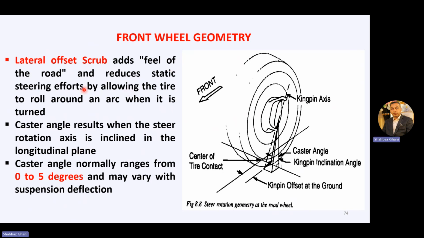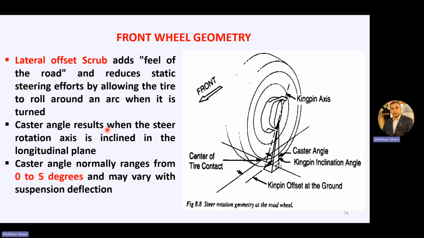Front wheel geometry. Now on the other angles, the lateral offset at the road reduces static steering efforts by allowing the tire to roll around an arc when it is turned.